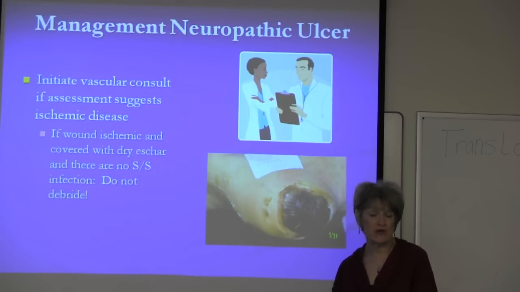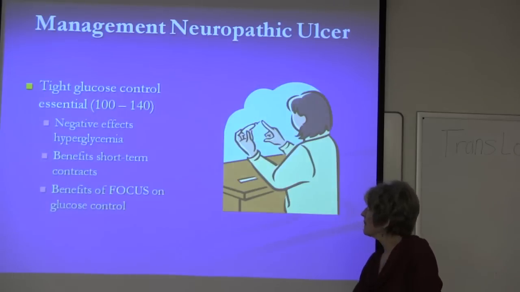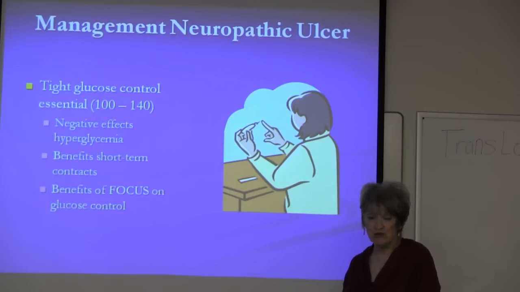You determine whether or not they have enough perfusion to support healing or whether or not they can be revascularized. Tight glucose control, absolutely essential. We've talked about that in previous classes. We're almost always talking about diabetic patients when we're talking about neuropathic ulcers. And every time we see the patient, we have to be talking to them about glucose levels, the importance of very tight glucose control.